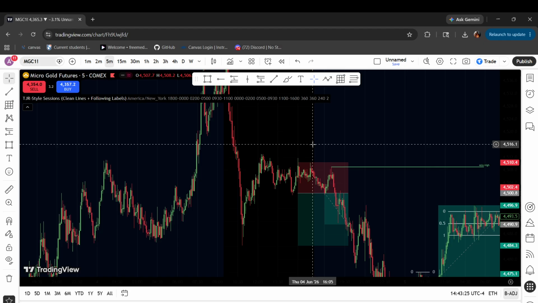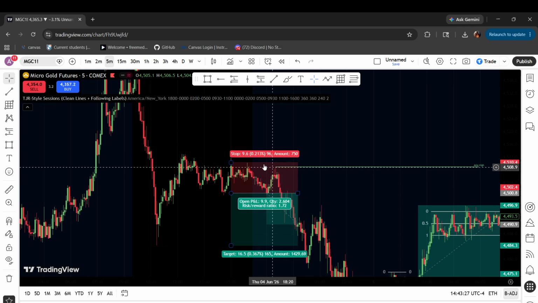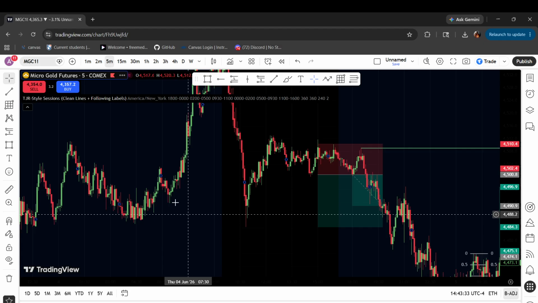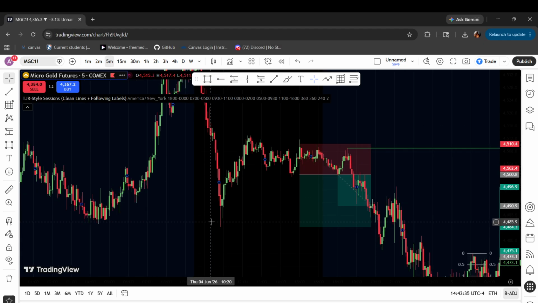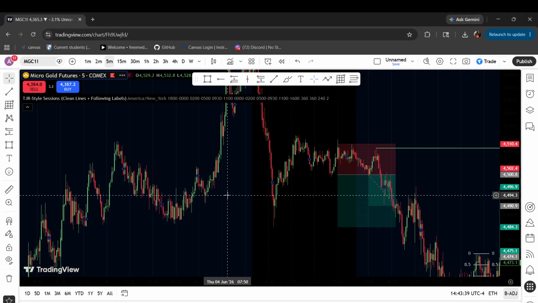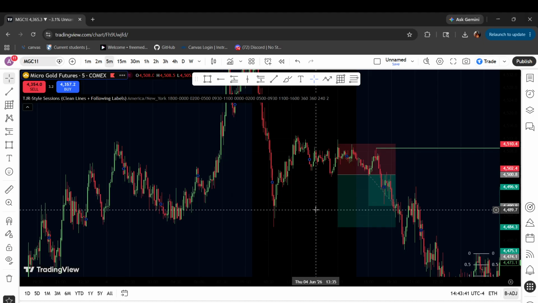So for me, like I previously said, a lot of traders like to enter off liquidity sweeps, but I feel like that's not enough confirmation when we're trading micro gold futures. I just want to look for more confirmation in my setup, right? So let me tell you how I would trade micro gold futures using break of structure.